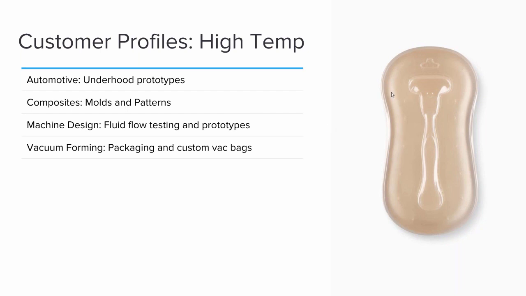I've got a customer actually putting it in an autoclave at 290 Fahrenheit right now. Actually used for molding composite materials. We're going to do a story on that in the future. In machine design, different fluid flow testing, so like hot fluids flowing through a manifold. And then in vacuum forming, you can make custom patterns for vacuum forming, custom vac bags for composite manufacturing or packaging. So lots of different options for high temperature resin.